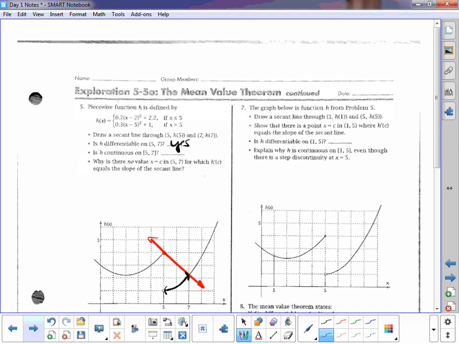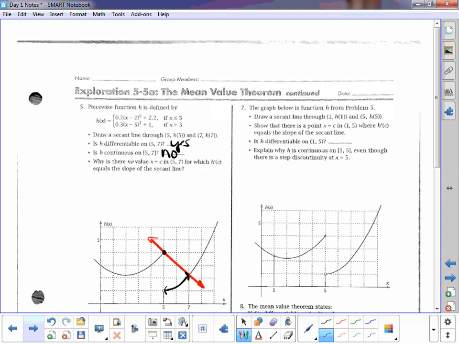Now, is it continuous on the closed interval? No. It is not continuous on the closed interval because it does include the value 5, and at 5 we have to start here and jump down to continue on. So it's not continuous on the closed.